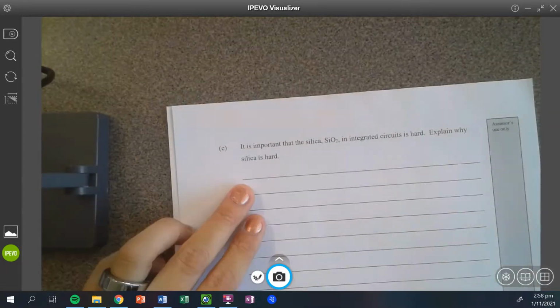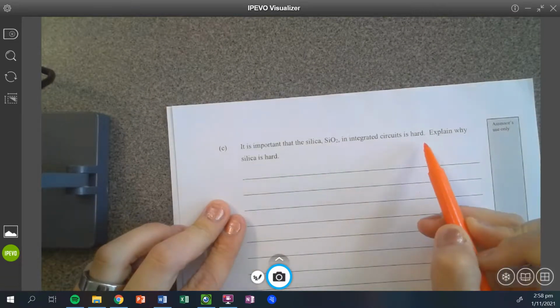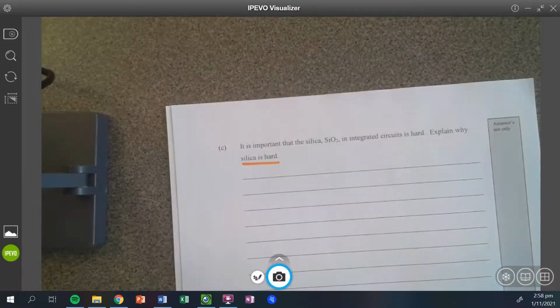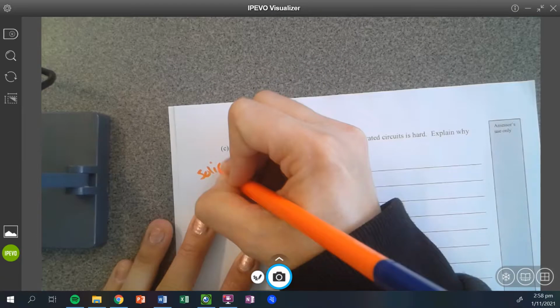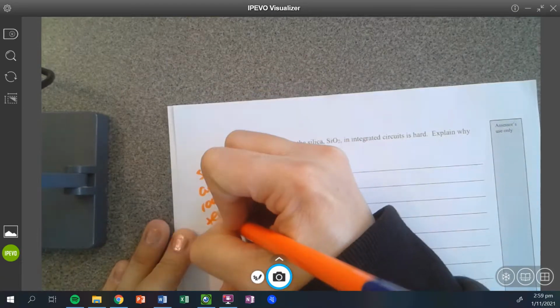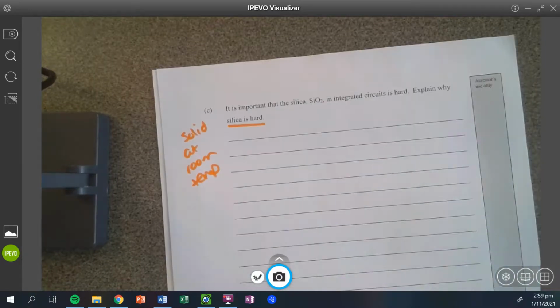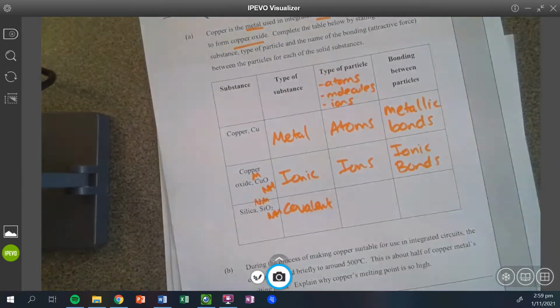So next thing here is, it is important that silica integrated in circuits is hard. Explain why silica is hard. So that is a physical property of it. And already from there, I could start connecting my dots and think about it. If it's hard and it's being used in circuits, it must be a solid at room temperature, right? So from that hint there, that can then help me figure out if it's covalent molecular or covalent network. Because we know if covalent molecular, I'd expect it to be a liquid or a gas at room temperature. So that tells me that this must be covalent network. Do you see how I got that?